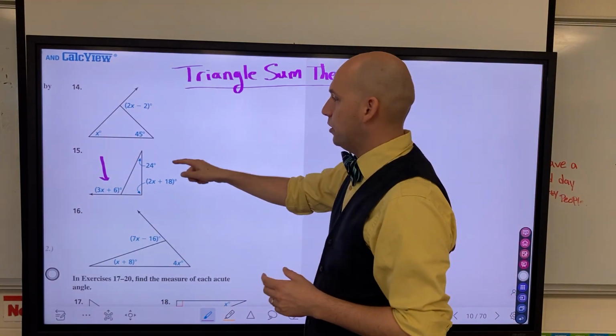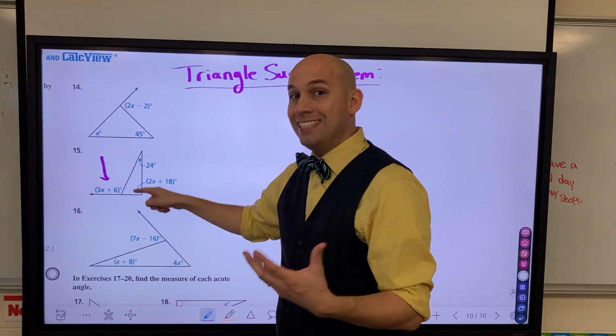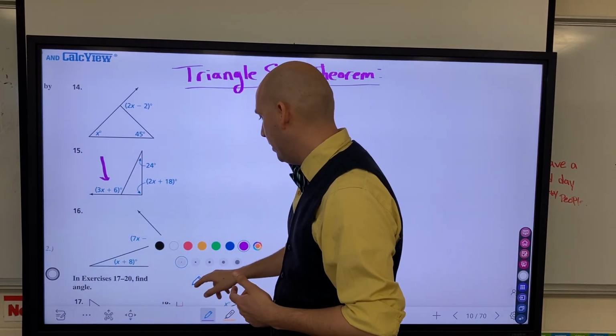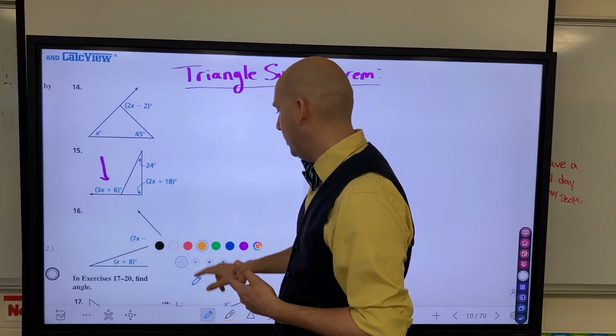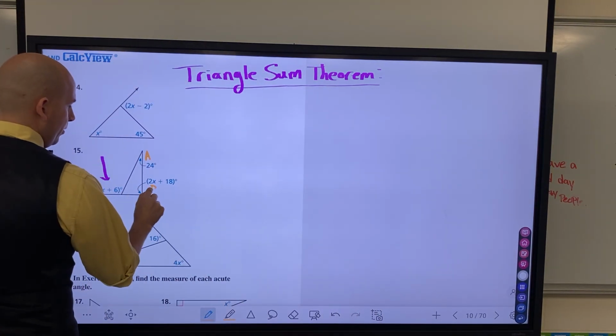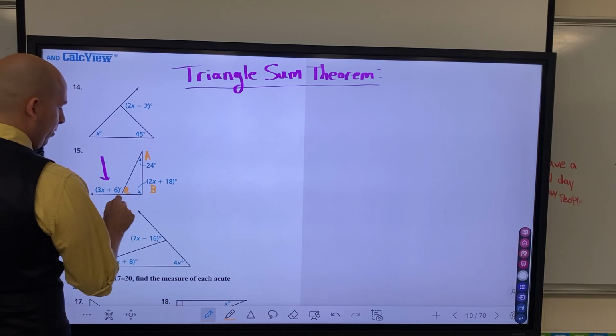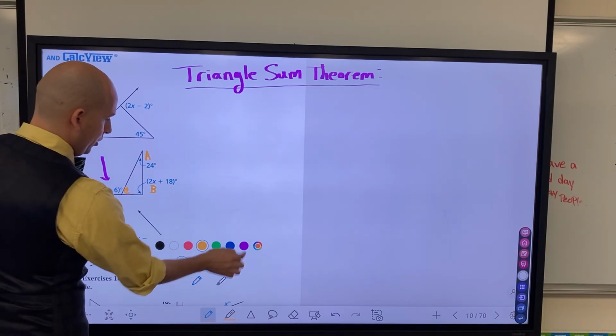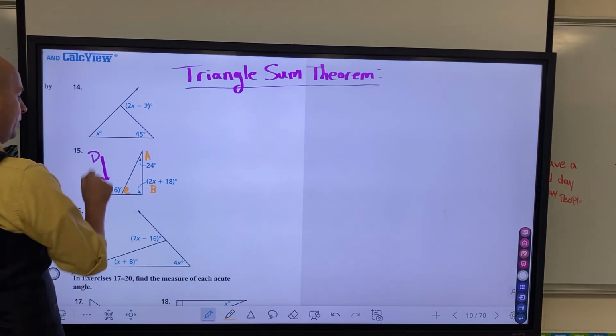So let's look at this triangle here. I'm going to label each interior angle a certain letter, okay? So let's label them in yellow. All right, so this angle is going to be A, this angle is going to be B, and this angle here in the corner is going to be C. And the exterior angle that I just pointed out, we're going to call that D.